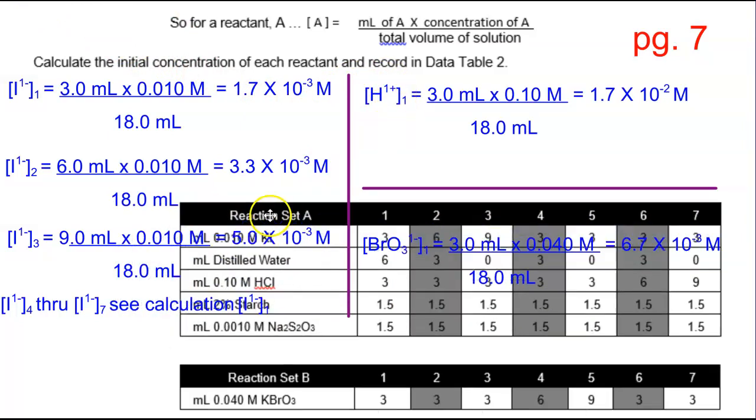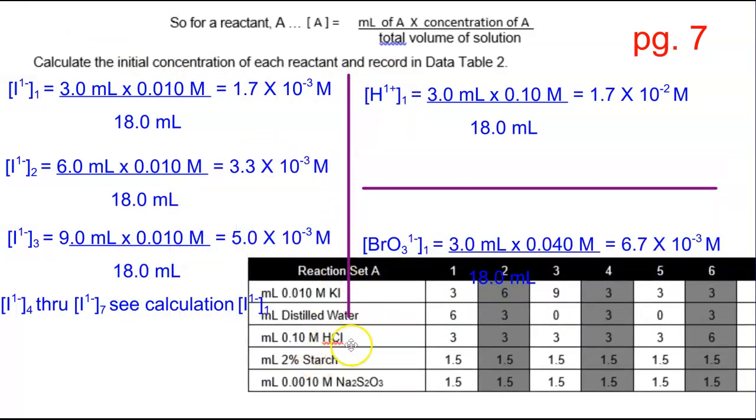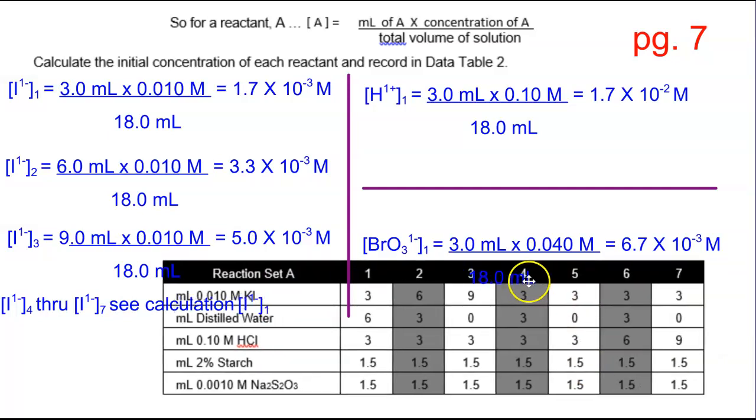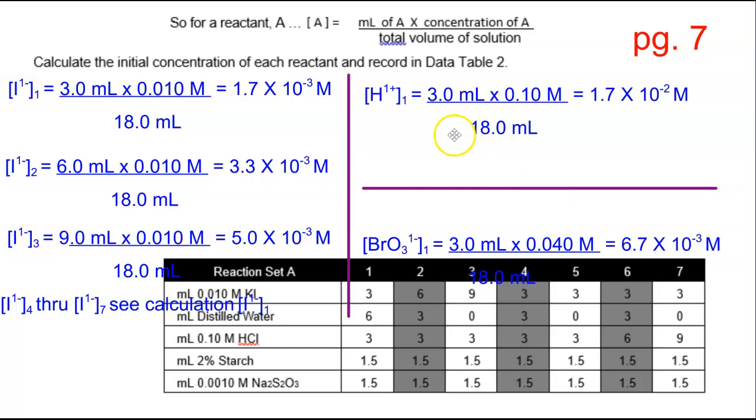So let's look and see where that is. That is housed right here. H plus ion is right here. 3 milliliters at 0.1, so the 3 milliliters comes here, 0.1 molar, divide by that total volume again. You're going to do the same thing. If you look here, experiments 1 through 5 will be the same as experiment 1, and then you'll have to do a new second and third calculation for experiments 6 and 7.